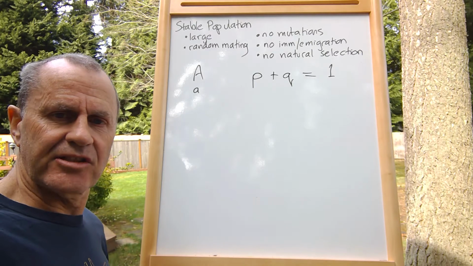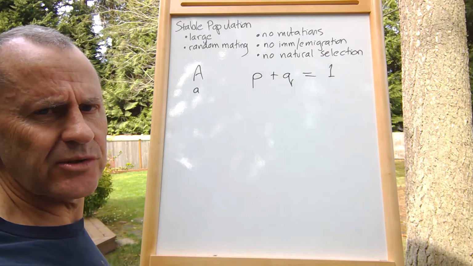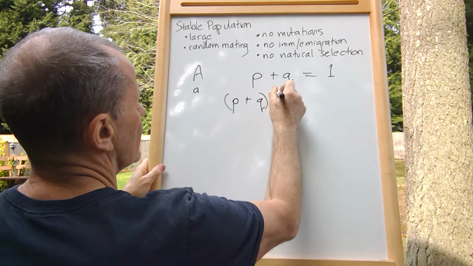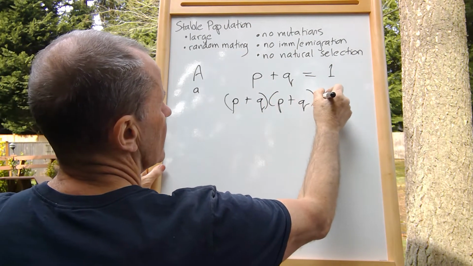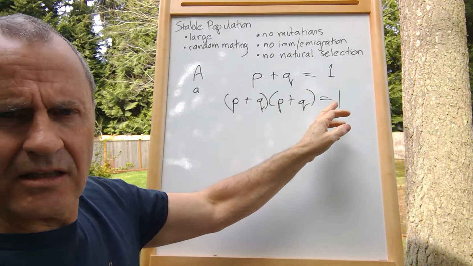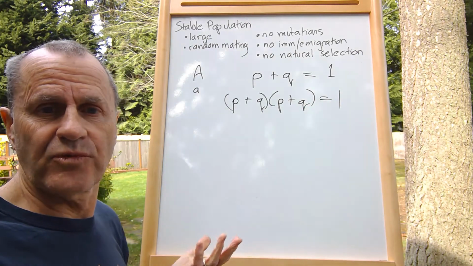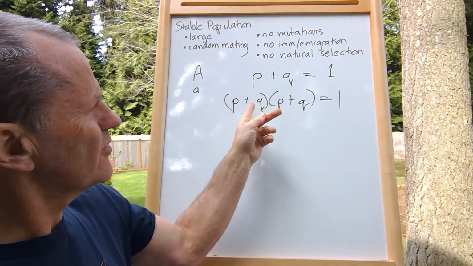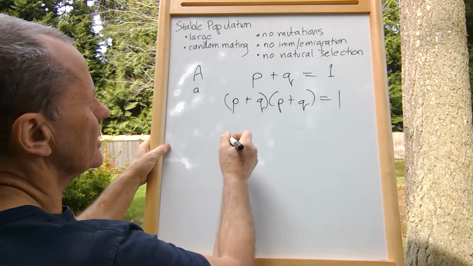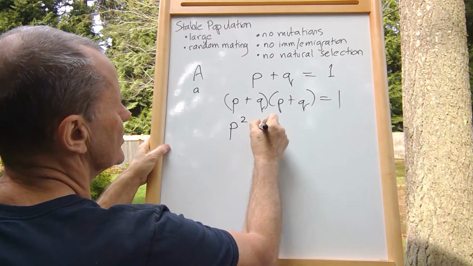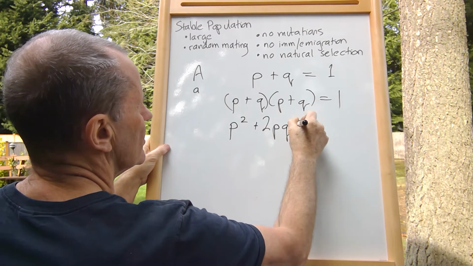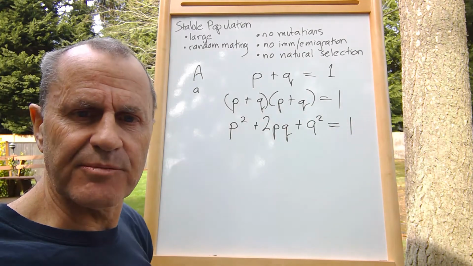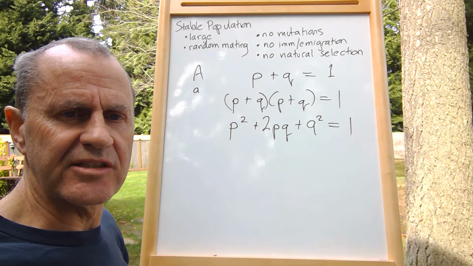But breeding needs two individuals, and we can put those two individuals together like this. All right. The total population of alleles is still 1. The total population of all the organisms is 1. But what happens if we put these two individuals together? We get p² + 2pq + q² = 1, simply by multiplying out those two sets of brackets.